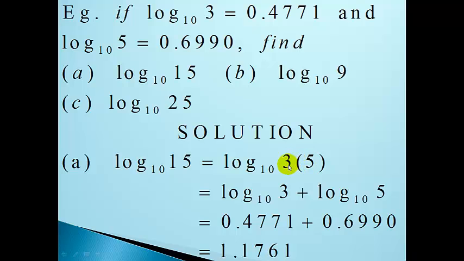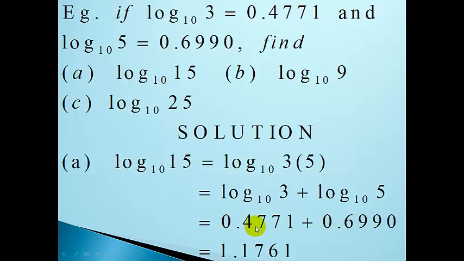If the numbers are multiplying and you want to split the logarithm, we have log 3 to the base 10 plus log 5 to the base 10. Why is it plus? It is plus between the logarithms because the numbers are multiplying, according to the first law. Now log 3 to the base 10 from the question has been given to be 0.4771, and log 5 to the base 10 has been given to be 0.6990.